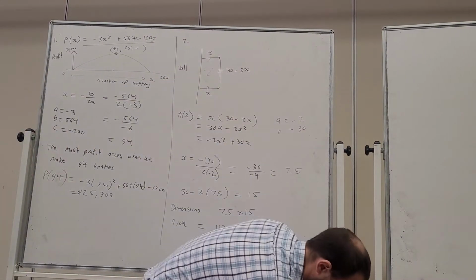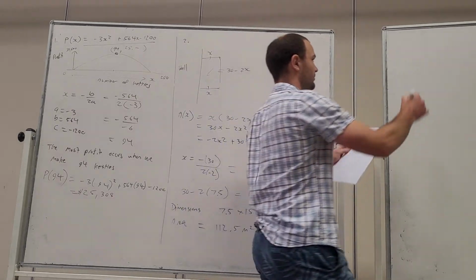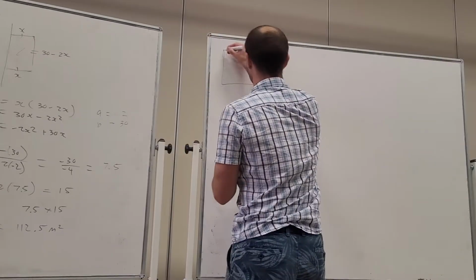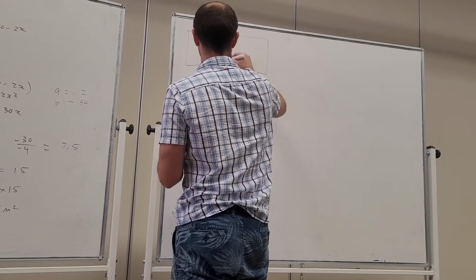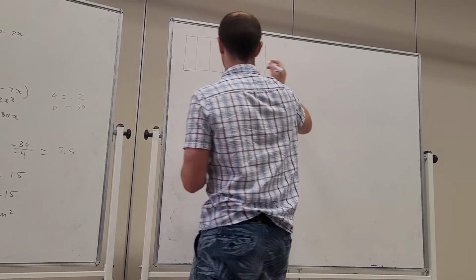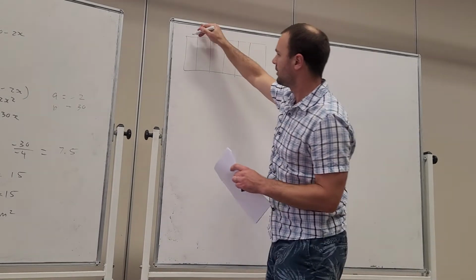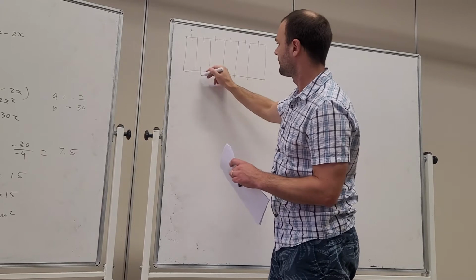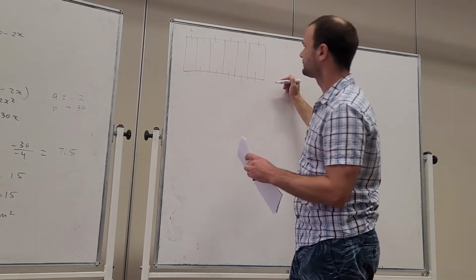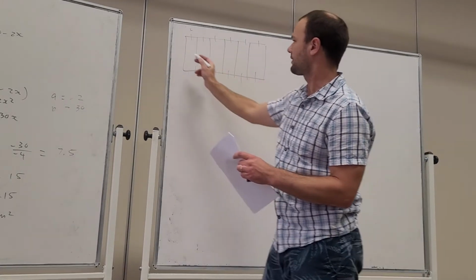Number 3. 1,200 metres of fencing is used to generate 6 identical pens. So let's see how we go here. 1, 2, 3, 4, 5, 6. That's pretty good. Where these lengths are x, and these lengths are y.